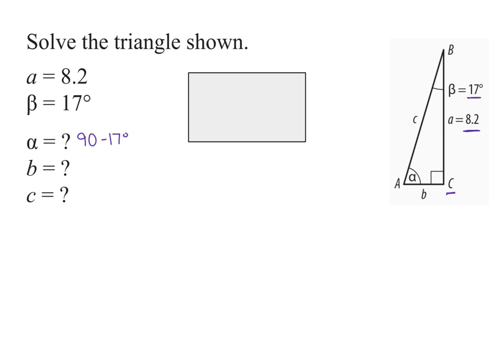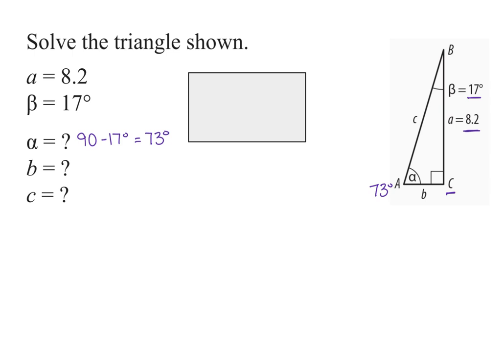They are complementary angles. They add up to 90. So what is my angle measure for alpha? 73 degrees. So now I know all of my angle measures. All right, I need to solve for my sides. So we're going to use trig to do this.